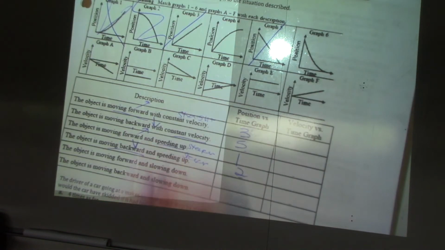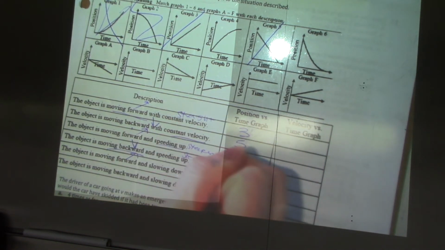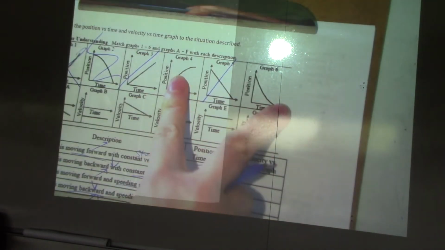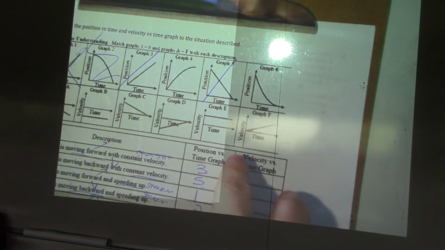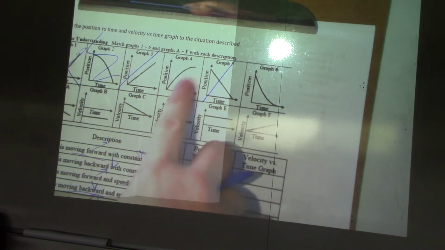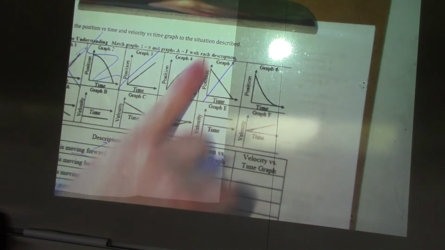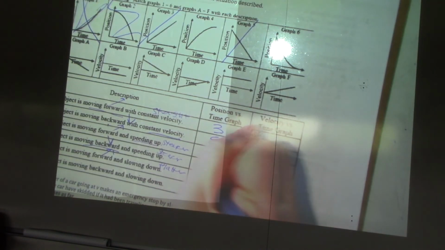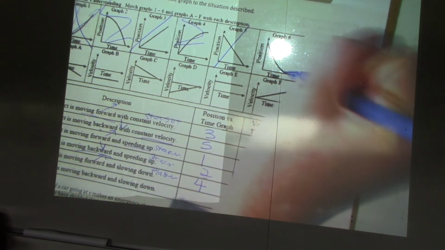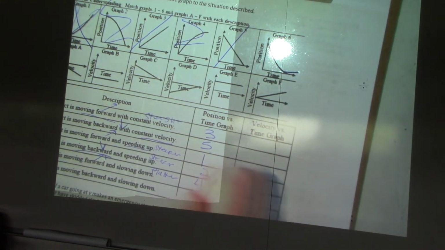Moving forward, going up, but slowing down is getting flatter. These two are both getting flatter, but this one is actually going up, so that would be moving forward, graph 4. And then lastly, this one is moving backwards, but again, getting flatter would be getting slower, so 6.